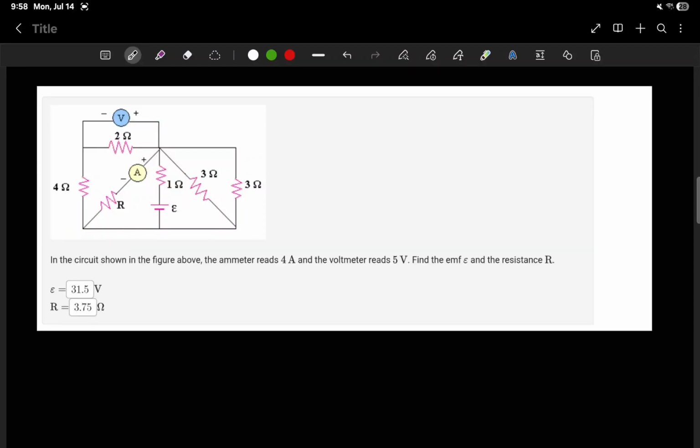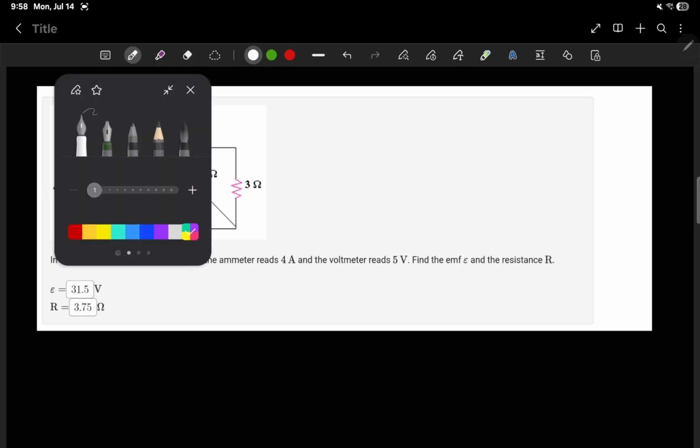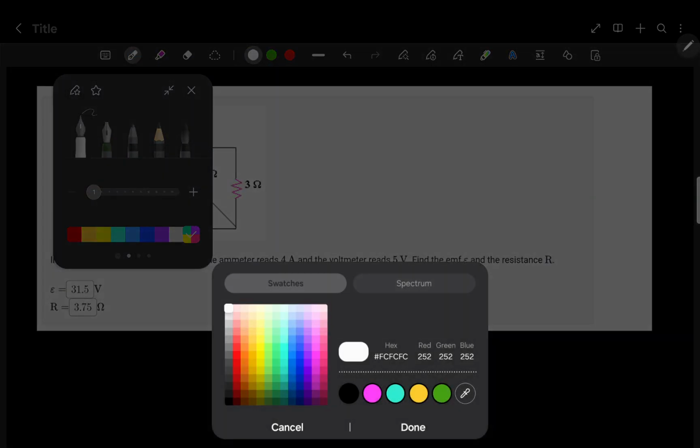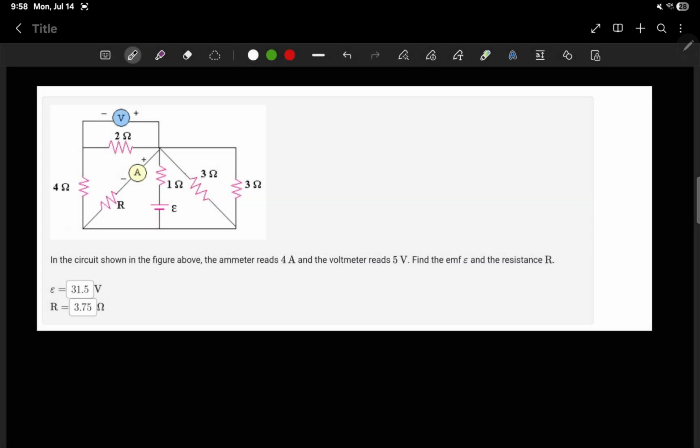Hi guys, so here we have an interesting E&M problem. We have a circuit with a bunch of branches. It looks weird, but anyhow, we know that the ammeter in this specific branch right here reads 4 amperes, and the voltmeter specifically connected to this resistor reads 5 volts, and we want to find the EMF and the resistance R.